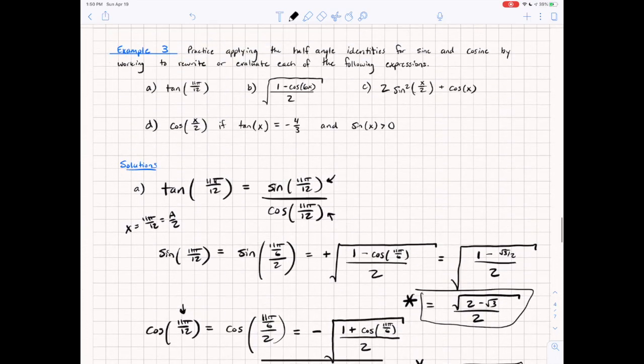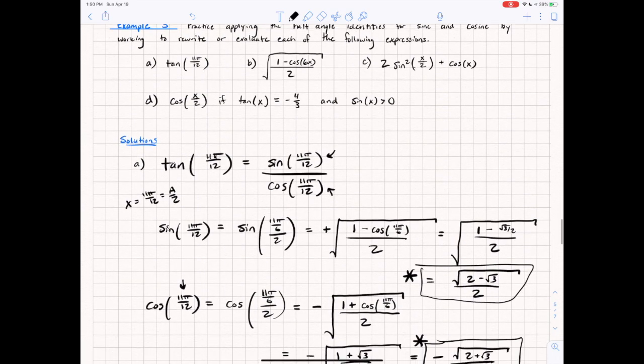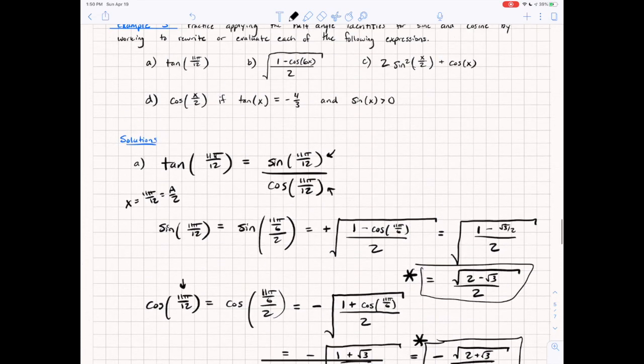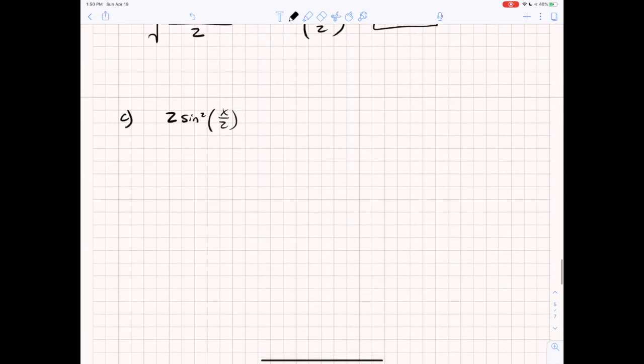All right, so C is 2 sine squared of x over 2, and then I think it's plus cosine of x. All right, the whole goal here again is to essentially simplify using the half angles to rewrite it because we don't have an x. All right, so I need to work with this part right here. So sine squared of x over 2.